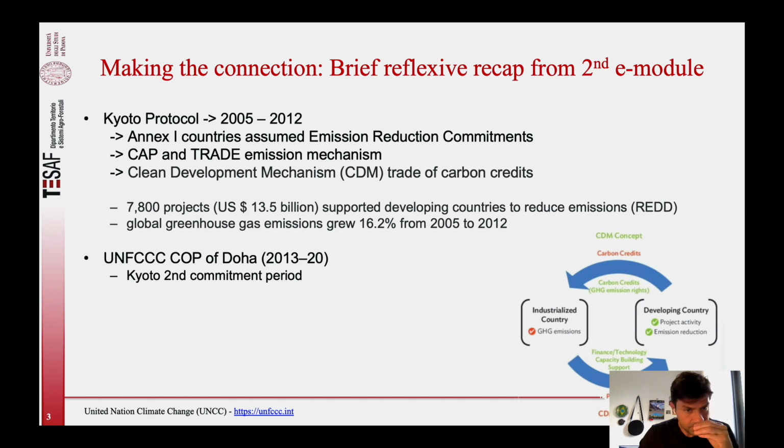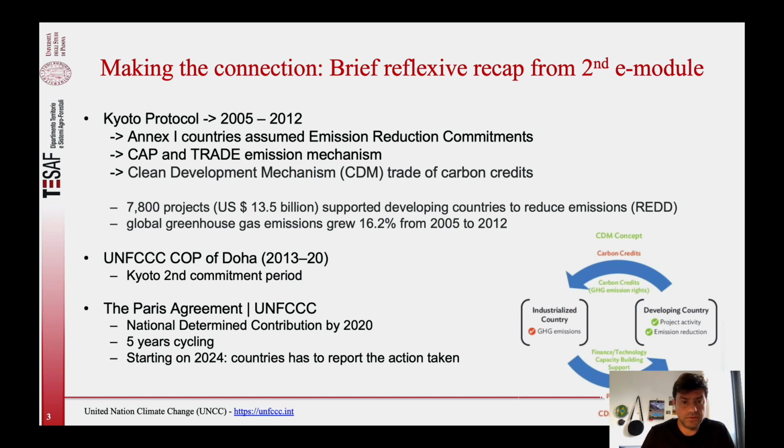And after just recapping, we have the continuation with the second phase, the Doha COP. So the second commitment period comes in 2013. And then in 2015, we come up with the Paris Agreement, where a new idea comes, the nationally determined contribution. Each country shows to others and assumes a commitment about how they are going to reduce the emission. In 2024, the countries have to start the reporting of the actions they are taking, and every 5 years they have to report it again.